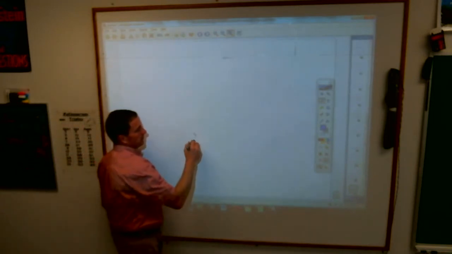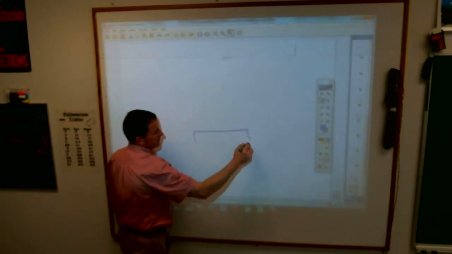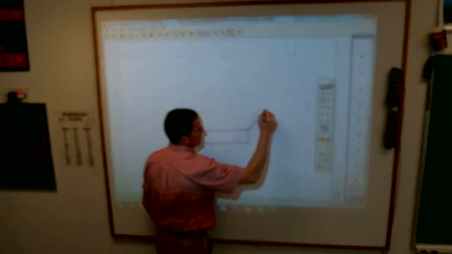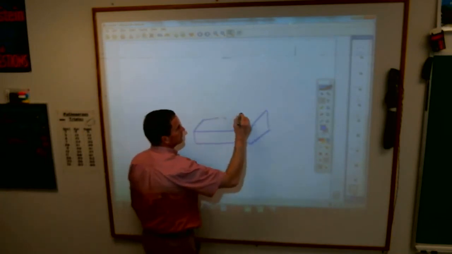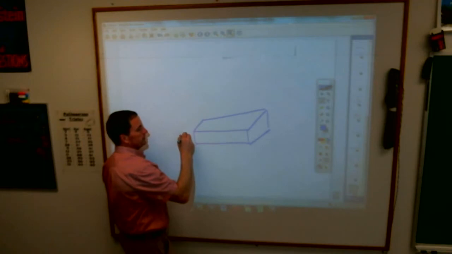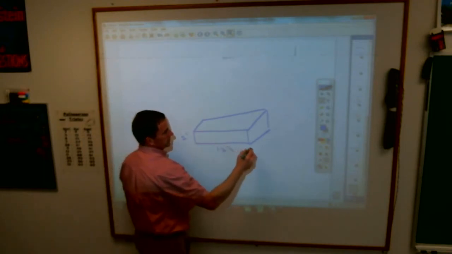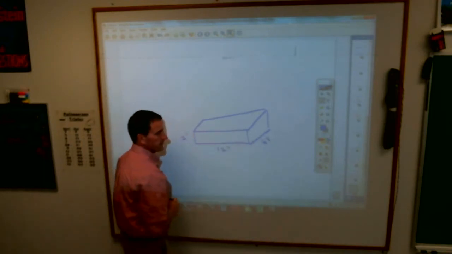Well, let's look at a different shape. At least we get to draw three-dimensional shapes here. So let's say I've got this rectangular prism that is 2 inches by 12 inches by 6 inches.